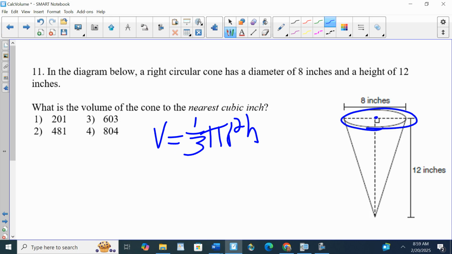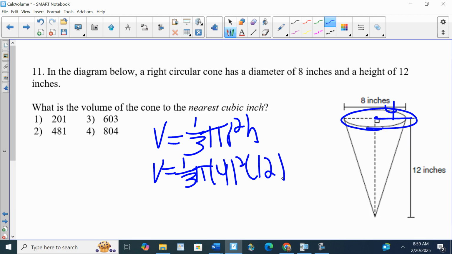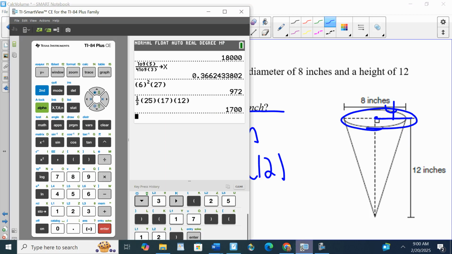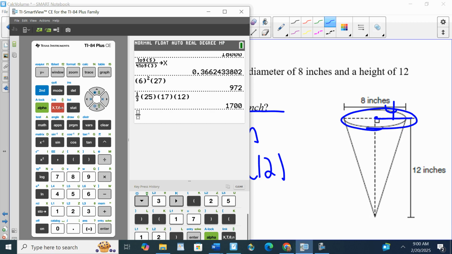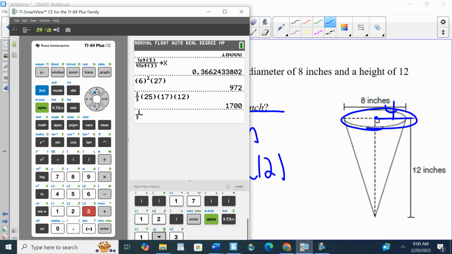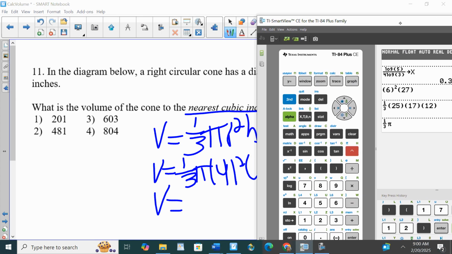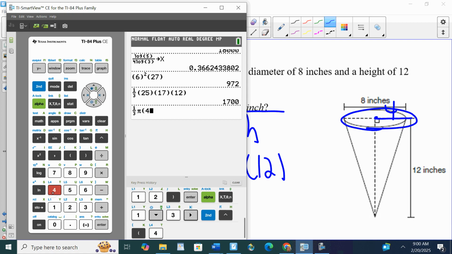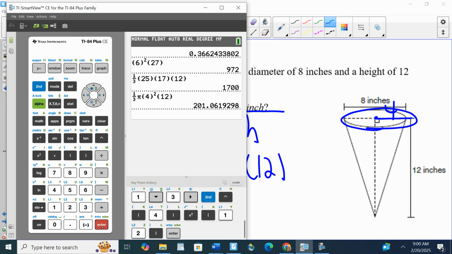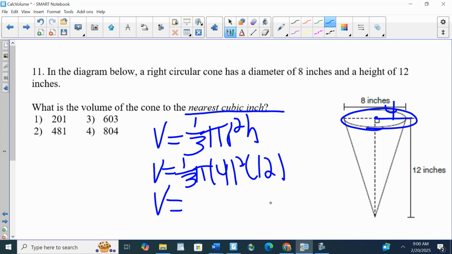The radius is half of the diameter, so the radius is 4. 1/3 pi 4 squared 12. Now this one says to the nearest cubic inch. It doesn't say rounded. It doesn't say in terms of pi. It wants it rounded, in which case we do type pi in. So I have 1/3 pi, because it doesn't say in terms of pi. And most of the time, you're going to type pi in. 4 squared times 12. And to the nearest inch, that's 201.